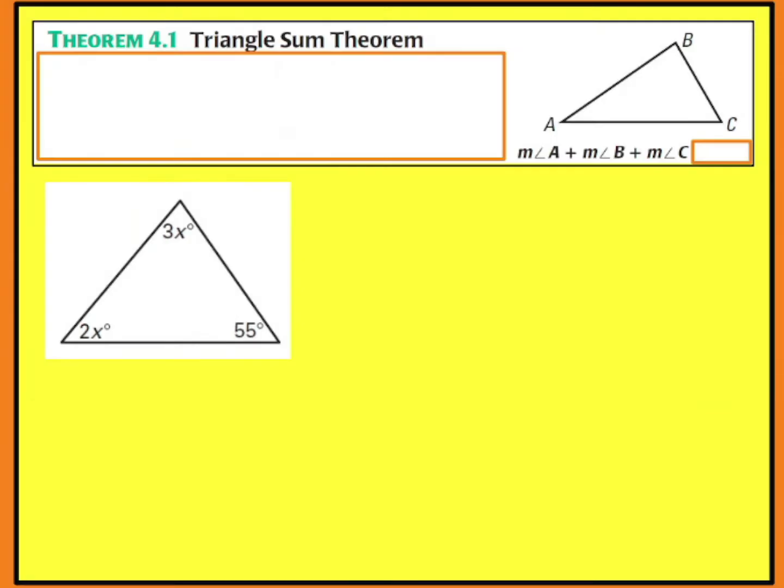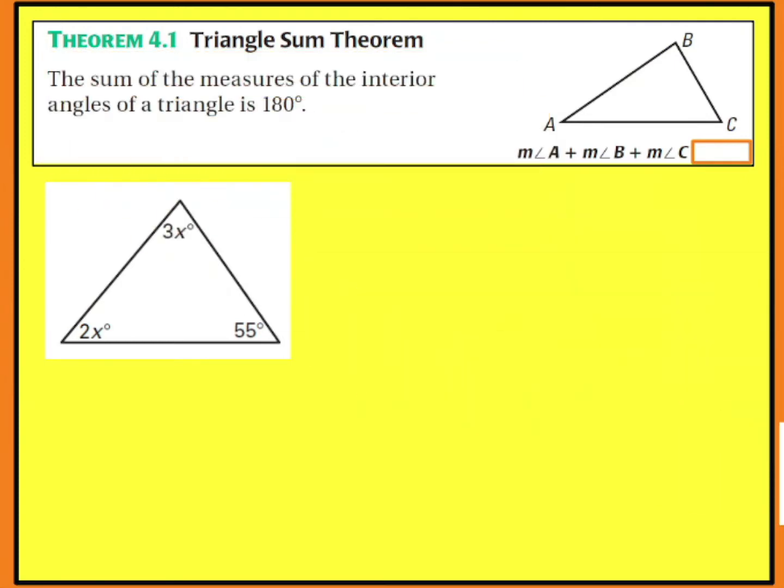Our first theorem of the chapter is called the triangle sum theorem. It has to do with the 3 angles in a triangle. Do you know what those angles add up to? The triangle sum theorem tells us that those 3 angles add up to 180 degrees.